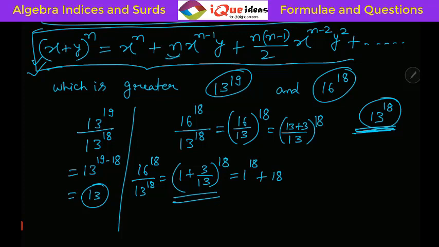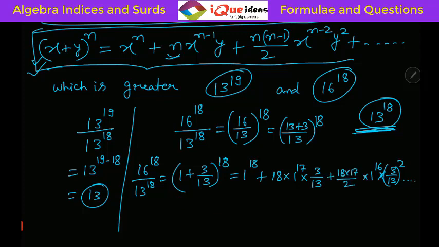In place of n we have 18, into x, that is 1 raised to 18 minus 1, that is 17, into y, that is 3 by 13. Third term would be 18 into 17 by 2 into 1 raised to 16 into (3 by 13) square. Alright, and so on. We don't need to go further. I'll tell you the reason also why we don't need to go further.